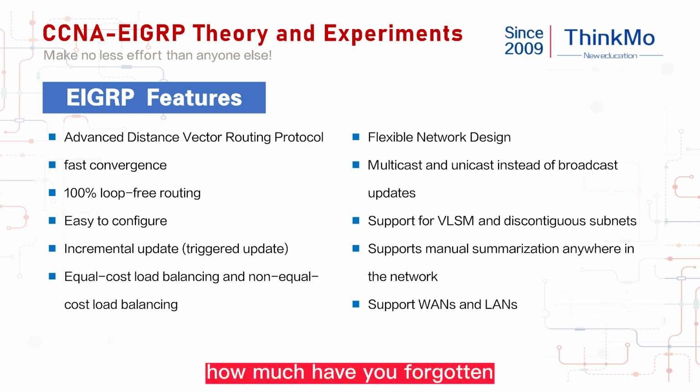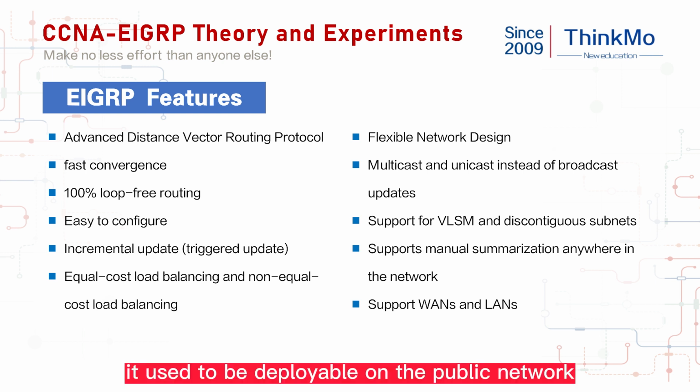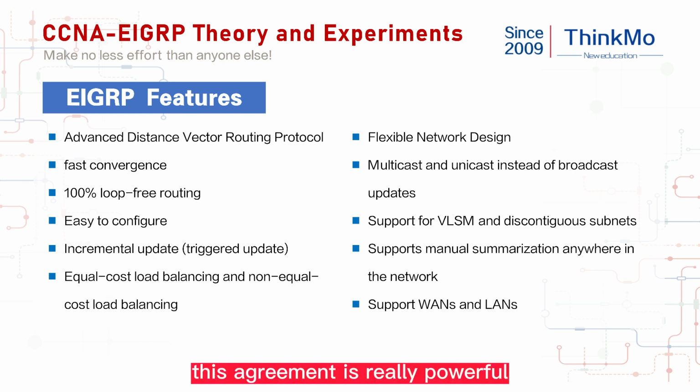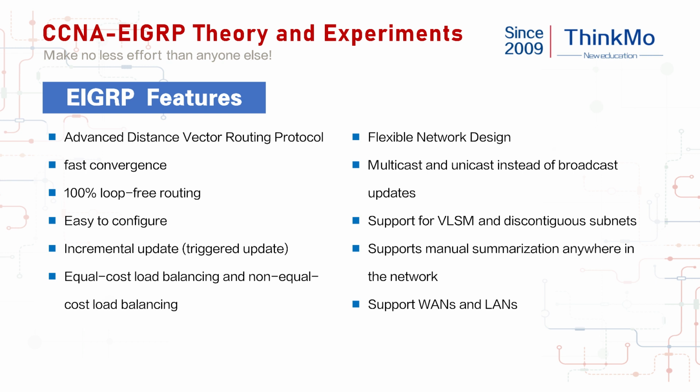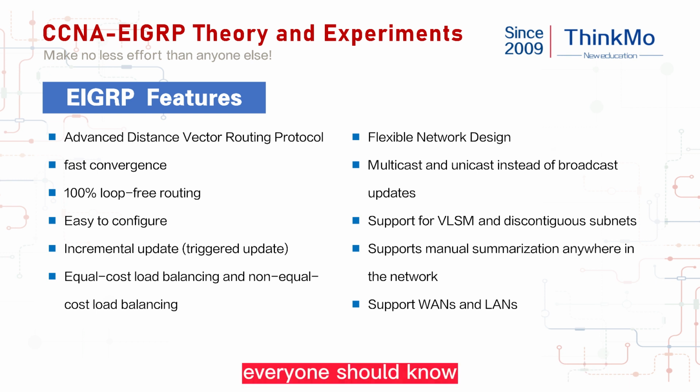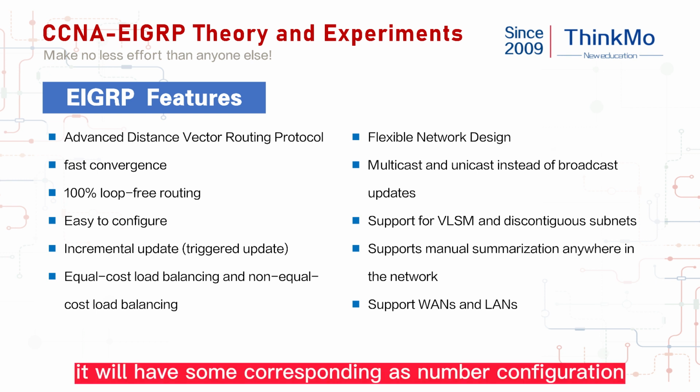How much have you forgotten? Many people only think that EIGRP is a Cisco proprietary protocol. Just like OSPF. Many people don't even know it used to be deployable on the public network. Actually, this protocol is really powerful. Now only used on IGP. But in a moment we will learn about its configuration. Everyone should know it will have some corresponding AS number configuration.